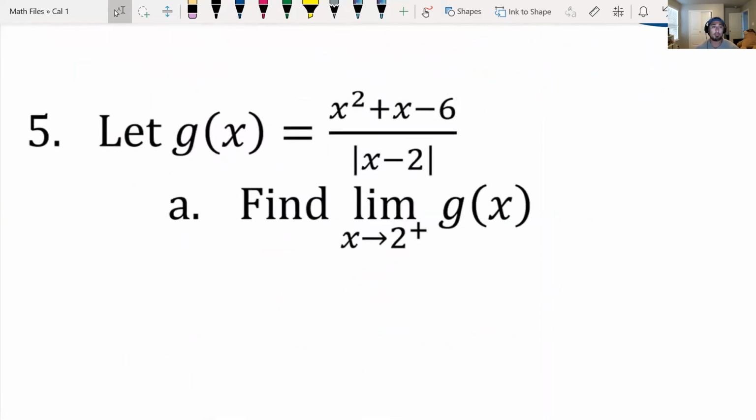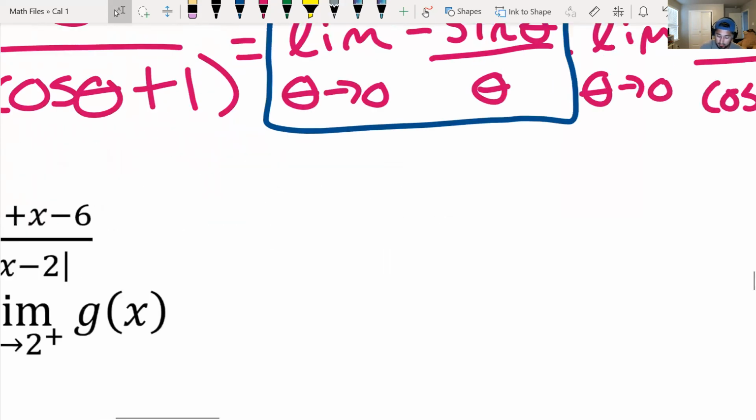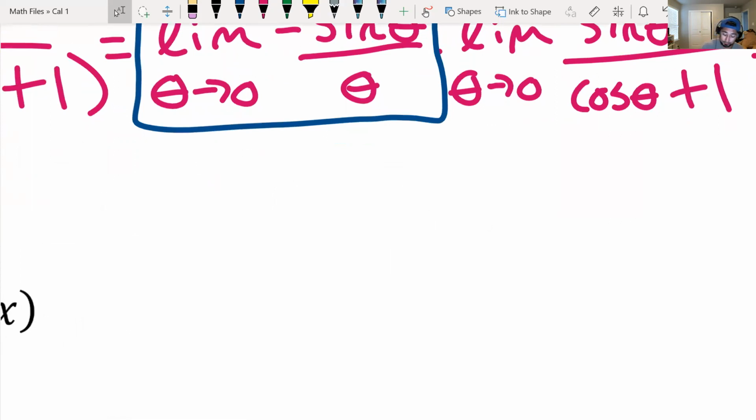Okay, so this says, let g of x equal x squared plus x minus 6 over the absolute value of x minus 2. So, find the limit of g of x as x approaches 2 from the right. Okay, now the big question here is, what do we do with that absolute value? That is the biggest question here. And the absolute value has to be turned into a piecewise function. So I don't know if you've ever seen this before. And if you haven't, it's cool.